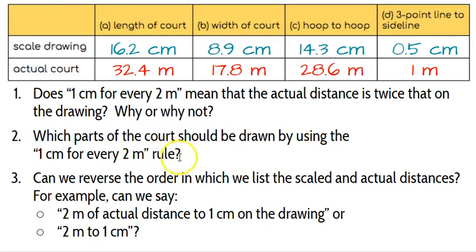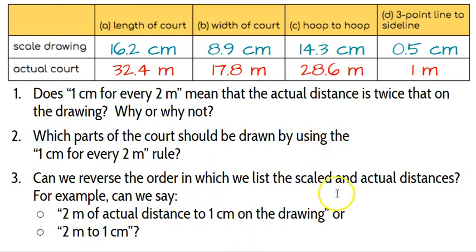Question 2 says, which parts of the court should be drawn using this scale of 1 centimeter for every 2 meters rule? Well, I think the major ones are going to be the length of the court and the width of the court. The hoops could be drawn, but it doesn't say the distance of those hoops across. So really, it's only these two major ones. Could make an argument about the 3-point line from the sideline, but that only gives you from the sideline in just a little bit. It doesn't give you the total arc that makes the 3-point line.